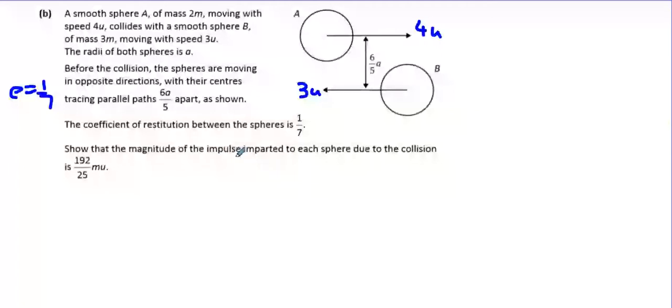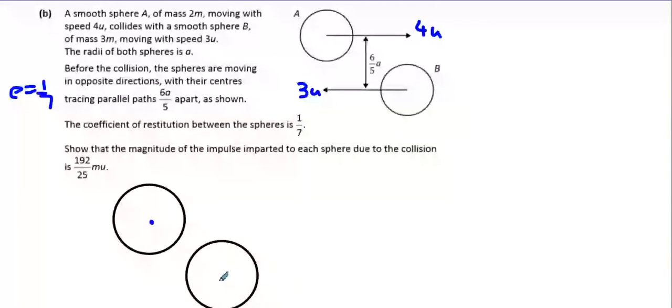Show that the magnitude of the impulse imparted to each sphere due to the collision is 192 over 22 mu. Okay, so the first thing we're going to do is draw a quick diagram of them just as the collision occurs. So we have two spheres like so. At collision, they're obviously in contact with each other, like so. And this is their centres.